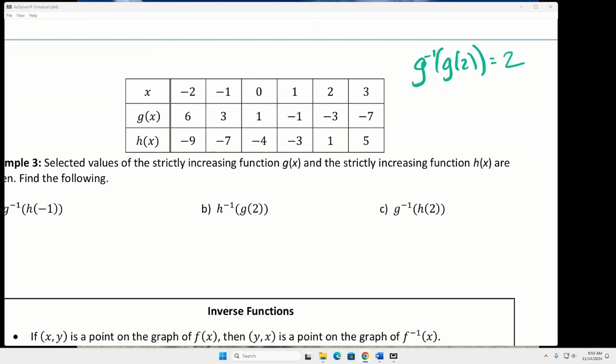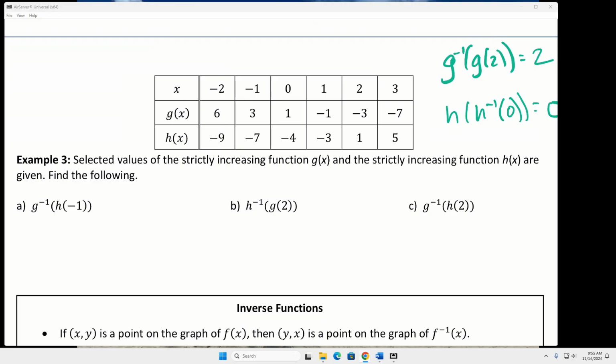Same thing if you did h of h inverse of 0. It should just be 0. So the inverse will undo what the original function did and vice versa. All right, that doesn't happen when it's two different functions though. So the inverse of g is not going to undo what h does. They're totally unrelated. Oh, and I do have a typo here.